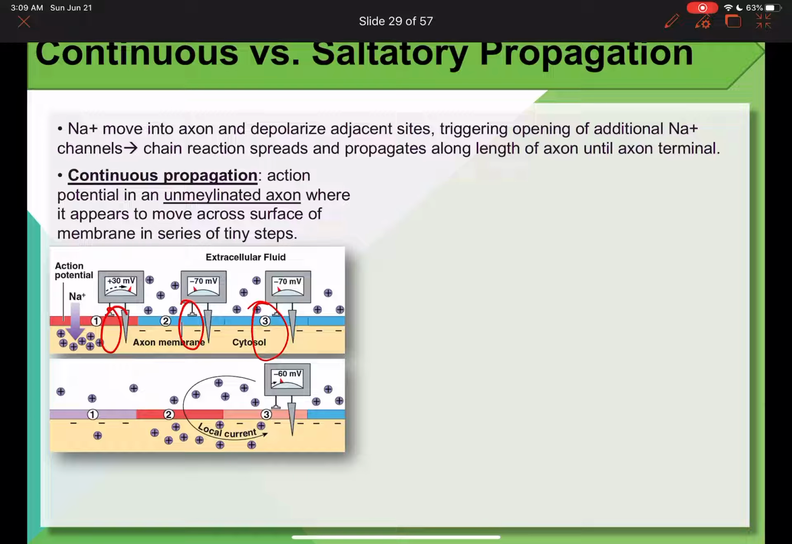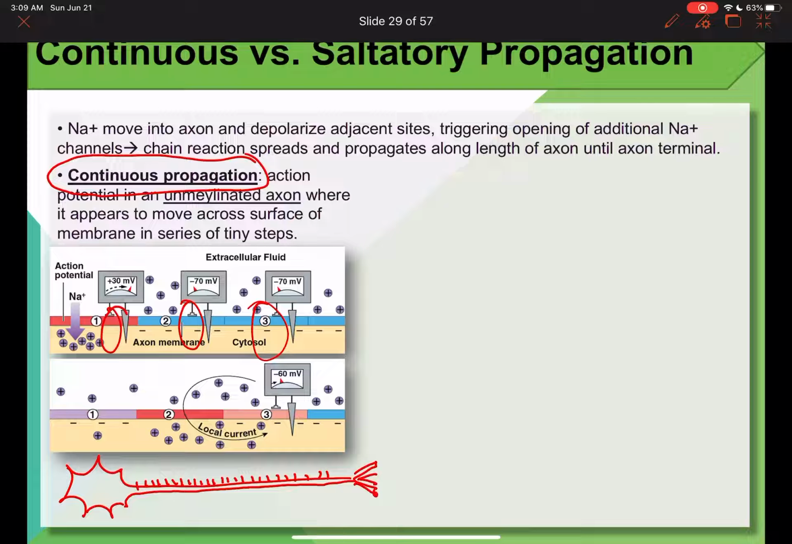And this is referred to as continuous propagation of an action potential. So for example, if this is an unmyelinated neuron with its axon and then its axon terminal there, and if one of those dashed lines represents a sodium ion channel, that's about how many sodium ion channels you're going to have to open in order for the action potential to be propagated all the way down to the axon terminal.